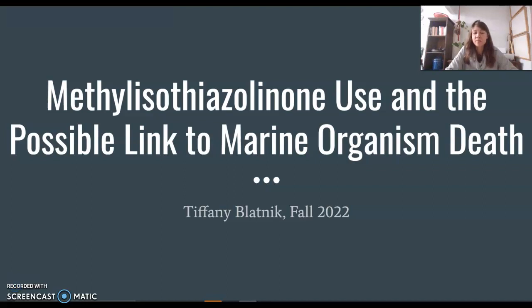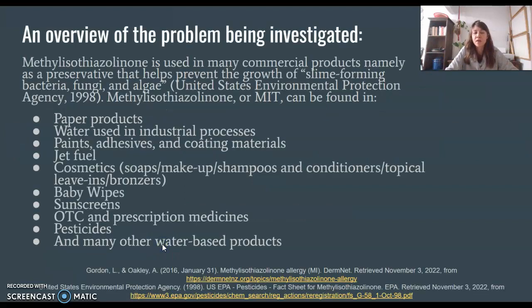Methylisothiazoline use and the possible link to marine organism death. An overview of the problem that's being investigated.